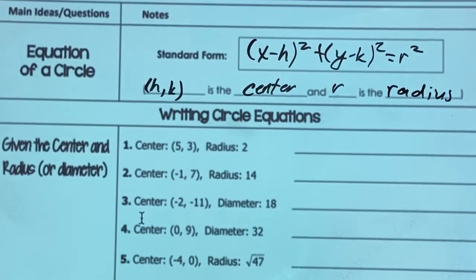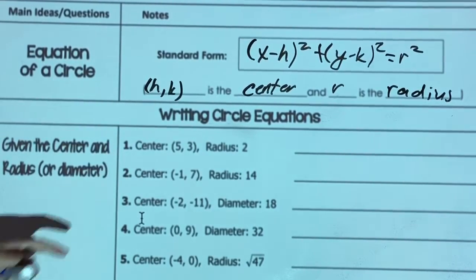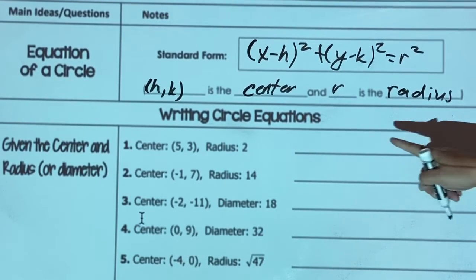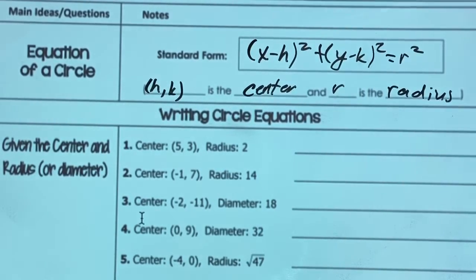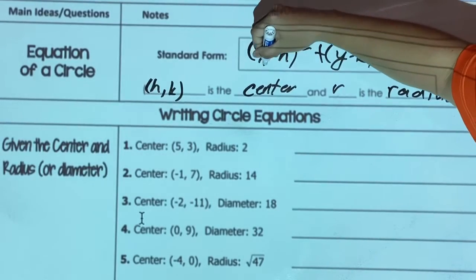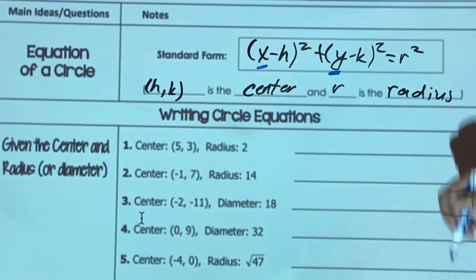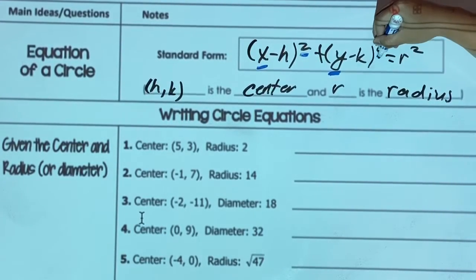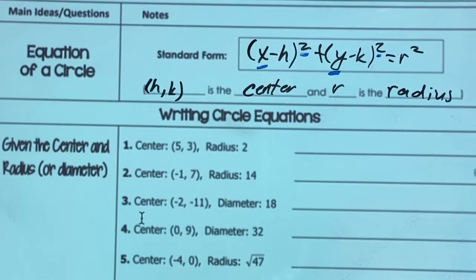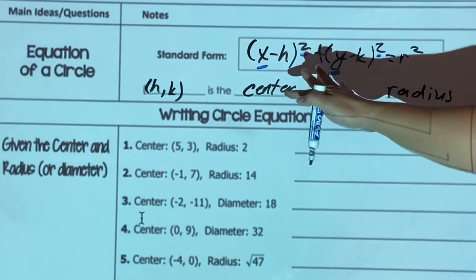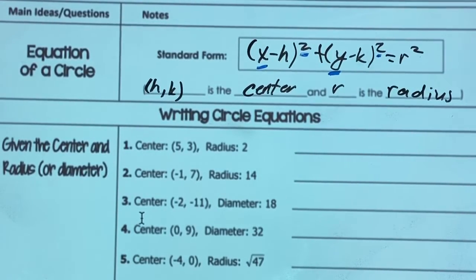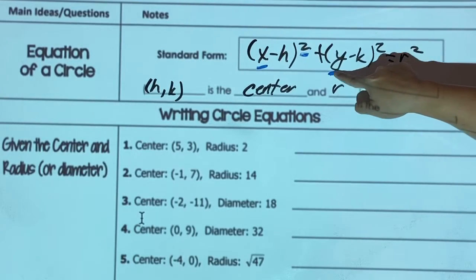Okay, so based off of this right here, we're going to be able to write out some equations. The only thing that stays the same, that doesn't change, is going to be your x and your y. Okay, x, y, and then these squares stay the same. The ones that change are your h, your k, and your r. I'm just going to erase this so that you don't get confused.